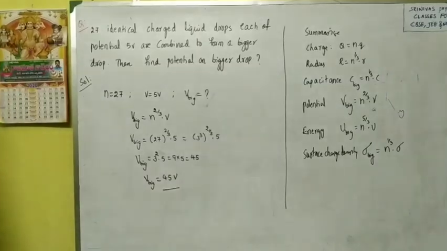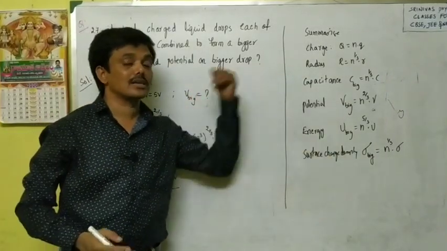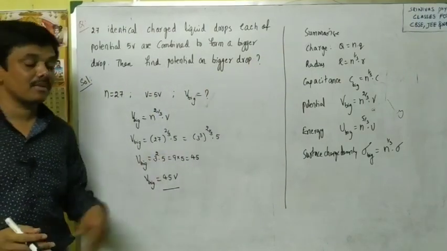That means the potential on the bigger sphere is 45 volt, right? And this is a simple problem. In the exam they may ask the capacitance, they may ask the energy stored, they may ask the surface charge density. You have to remember all formulas.